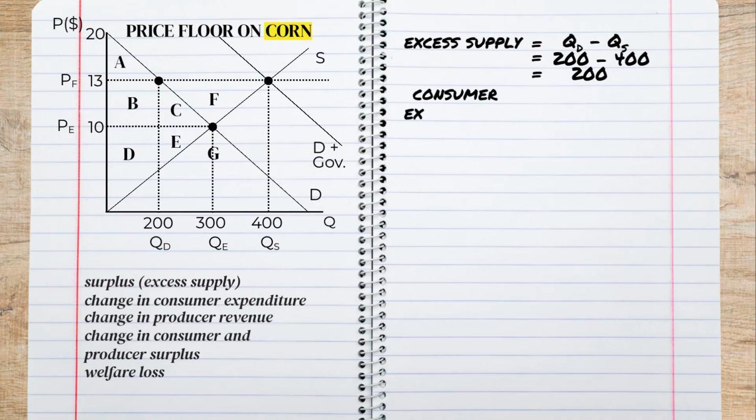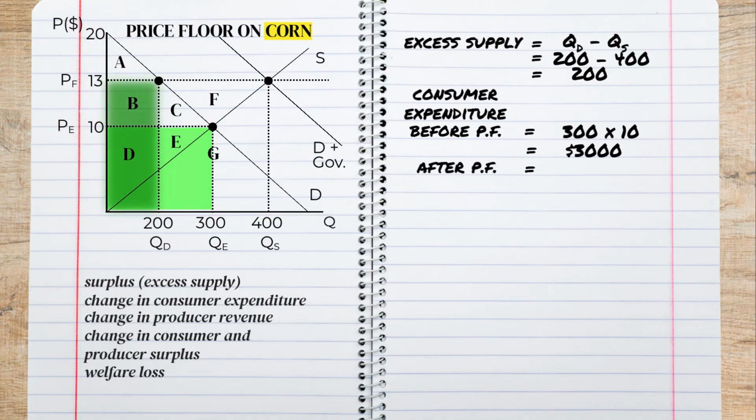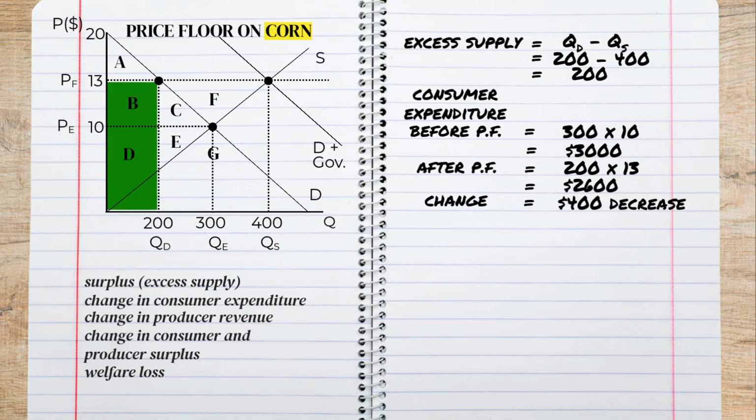Up next is the change in consumer expenditure. So before the price floor, consumers bought 300 units at $10. That's going to be a total of $3,000 in consumer expenditure. After the price floor, the consumers bought 200 units at $13, which totals to only $2,600, meaning a decrease in consumer expenditure by $400. Okay, here comes the tricky part.